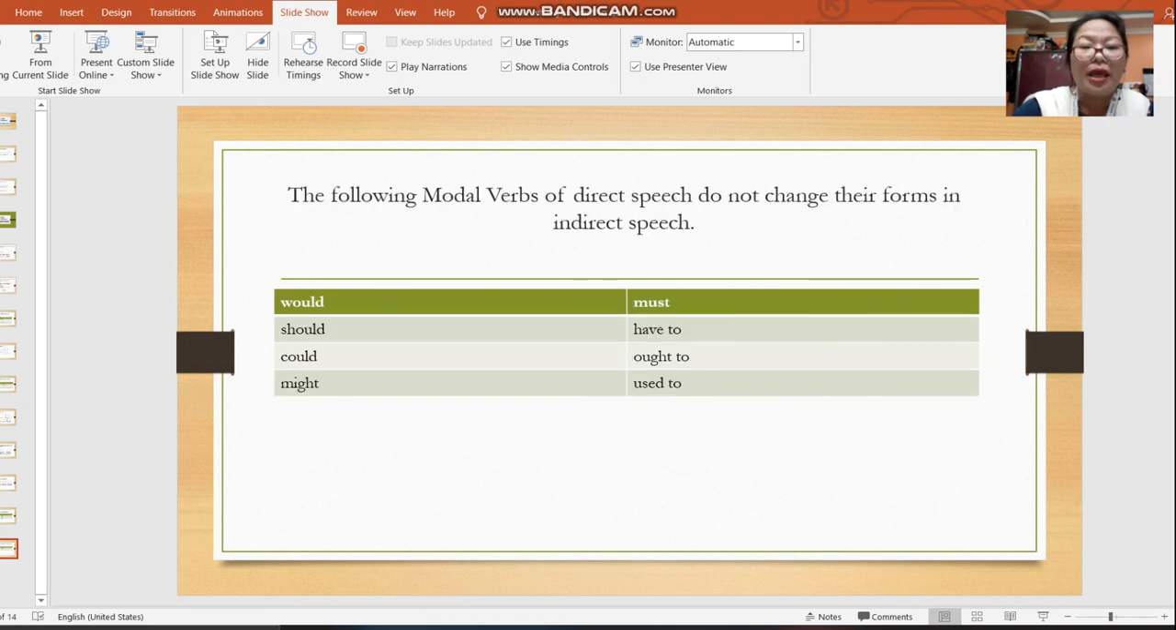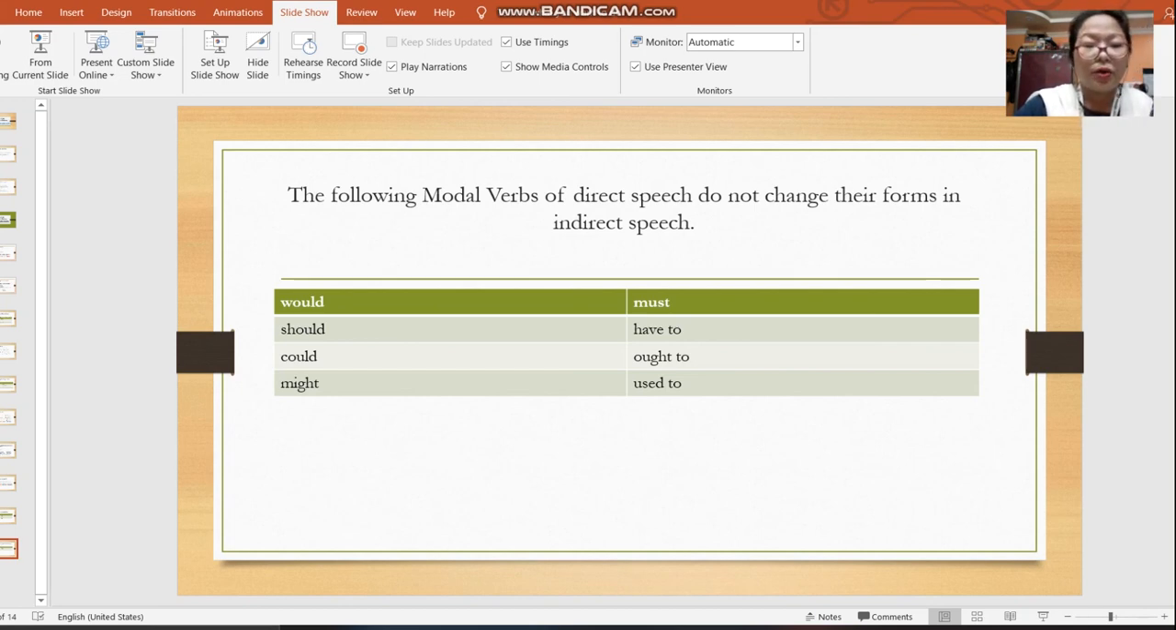Now, the following modal verbs of direct speech do not change their forms in indirect speech. And what are they? Would, must. These do not change their form. Should, have to, could, ought to, might, used to. These verbs of direct speech do not change their forms in indirect speech.